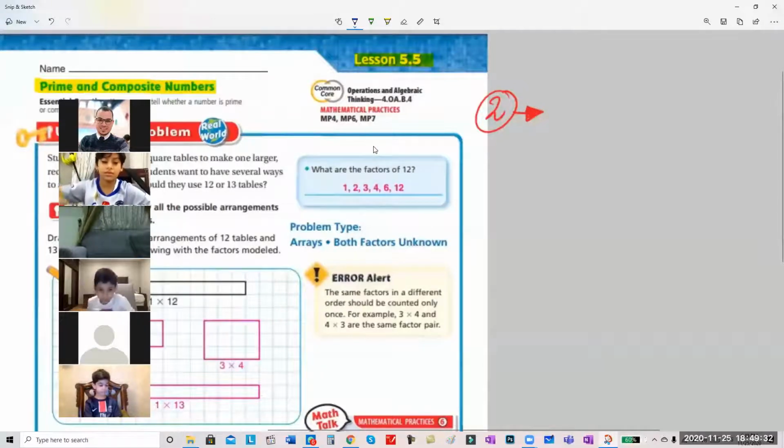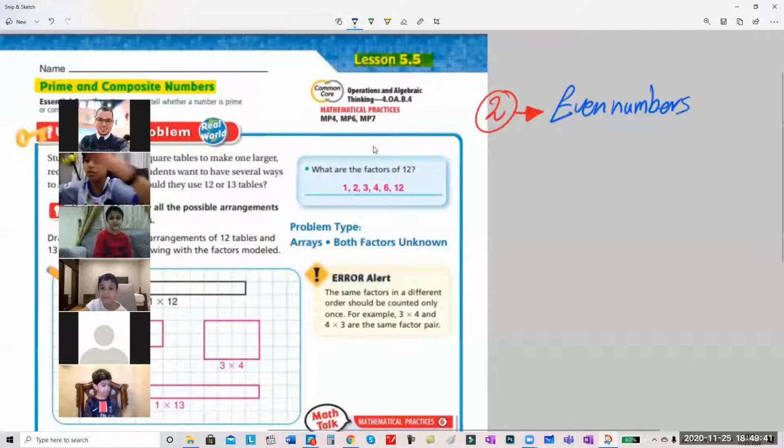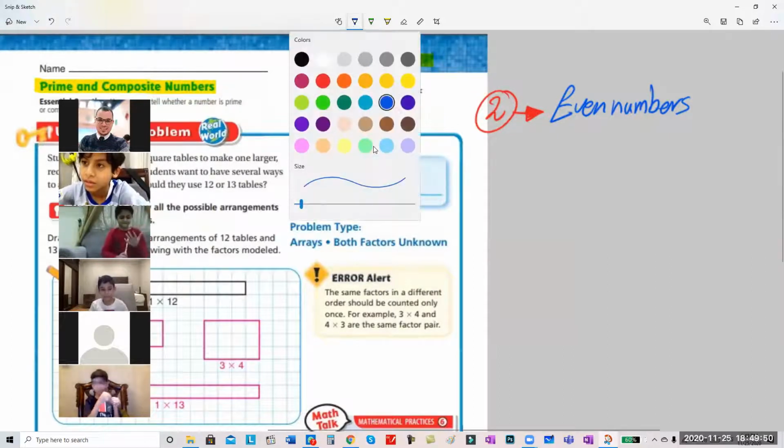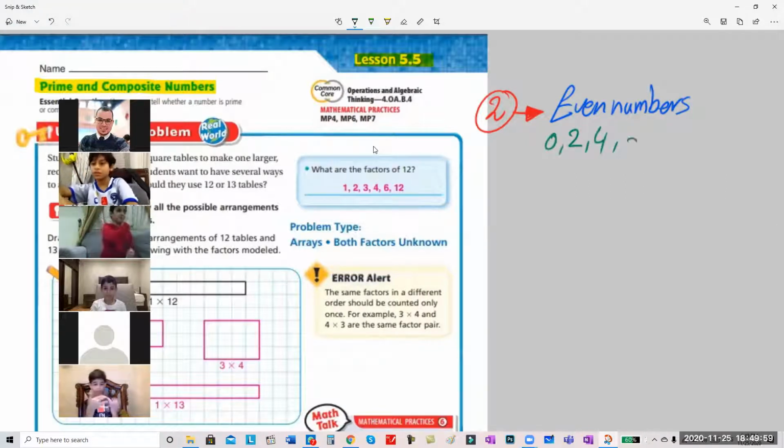All even numbers, as we studied before, are divisible by 2. How can we know that a number is even or odd? If we have a big number, all we have to do is look at the ones place. If you see one of these digits, 0, 2, 4, 6, 8, in the ones place of the number, then this number is even and we can divide it by 2. That's our first rule.